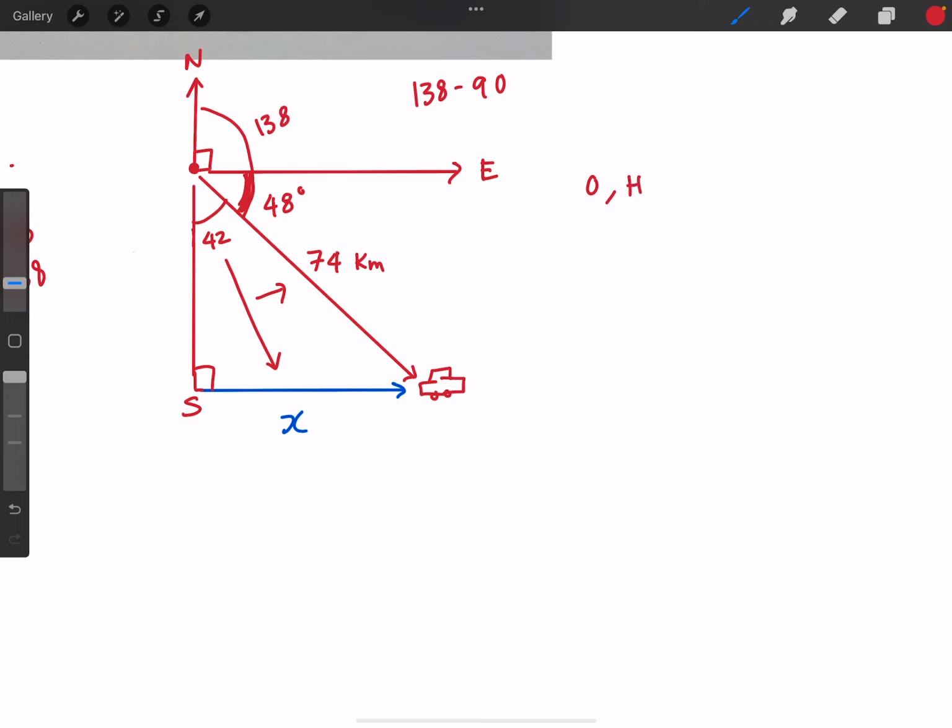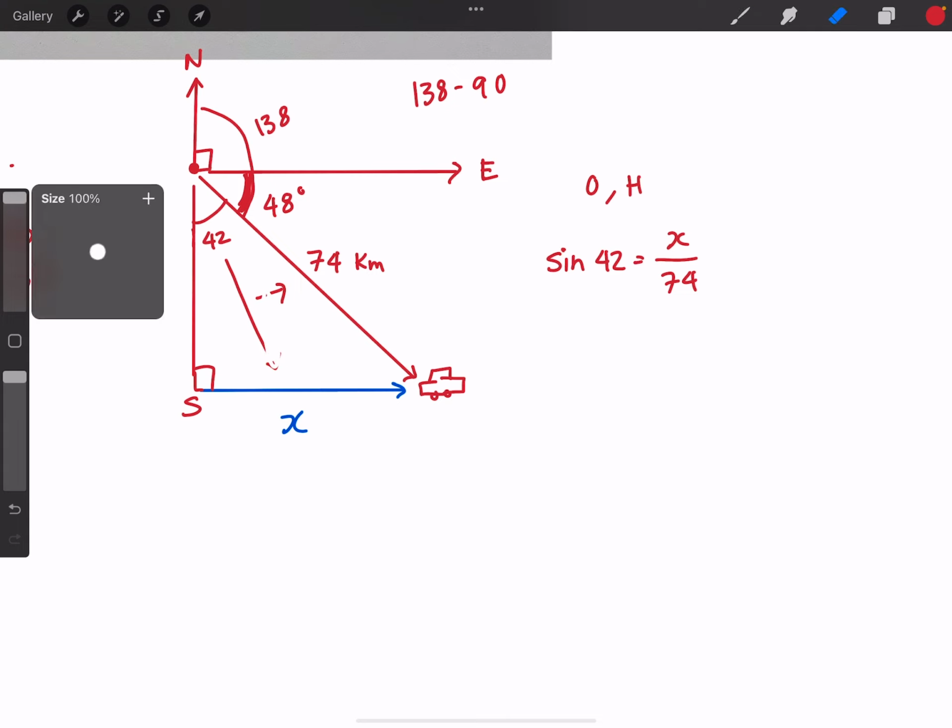Which trigonometry ratio is opposite and hypotenuse? I think that's sine. So sine of 42 is equal to X over hypotenuse with 74. You can do that, or there's another way. Okay, I'll show you the other way.